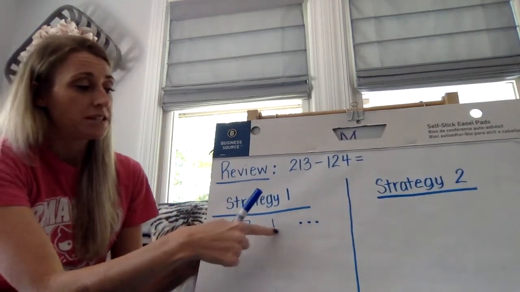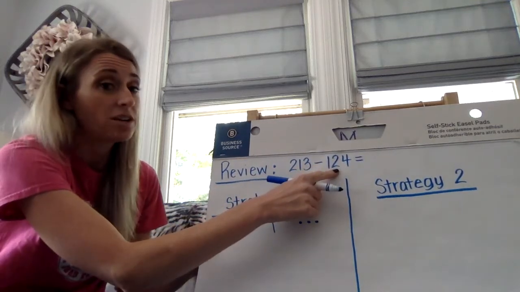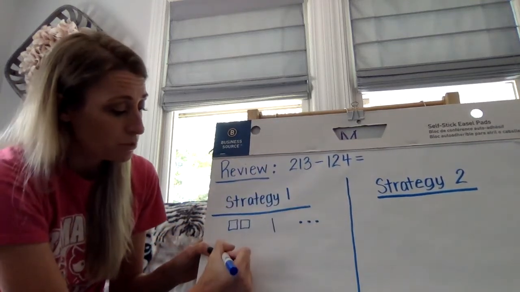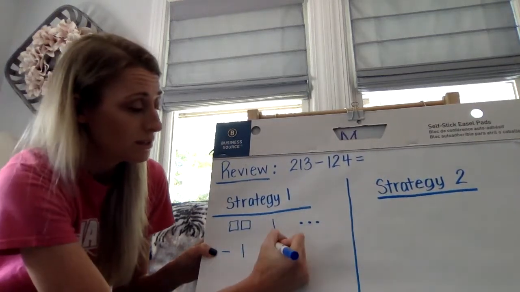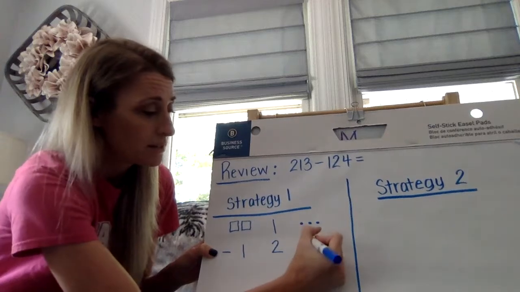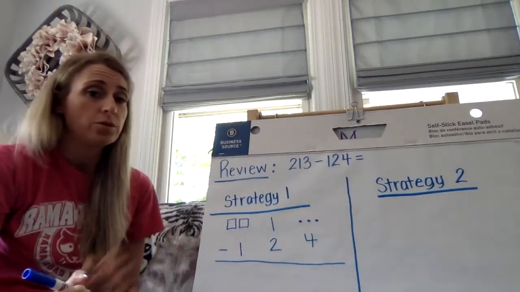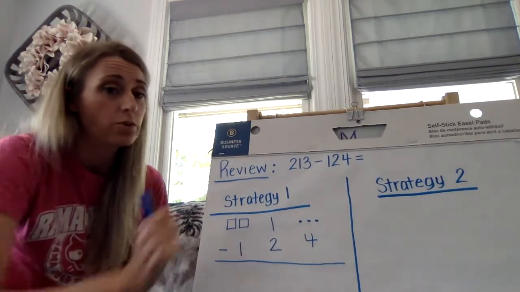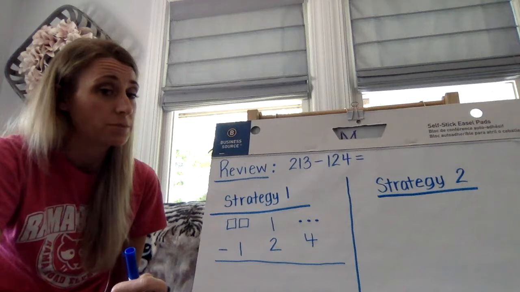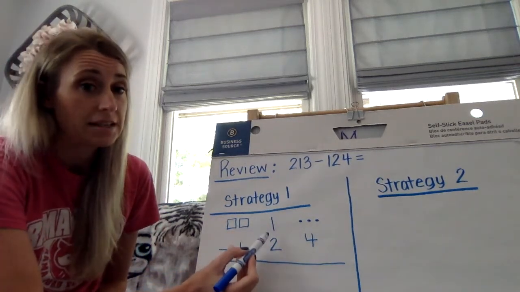So I have my hundreds, my tens, my ones. Now I'm not joining another number to this. I'm taking away. So I'm going to put my subtraction sign. I'm taking away 124. Now right away I notice something in the ones place, and I hope you notice it too. I cannot take 4 away from 3. It's not possible. So I need to go over and borrow from the tens place.